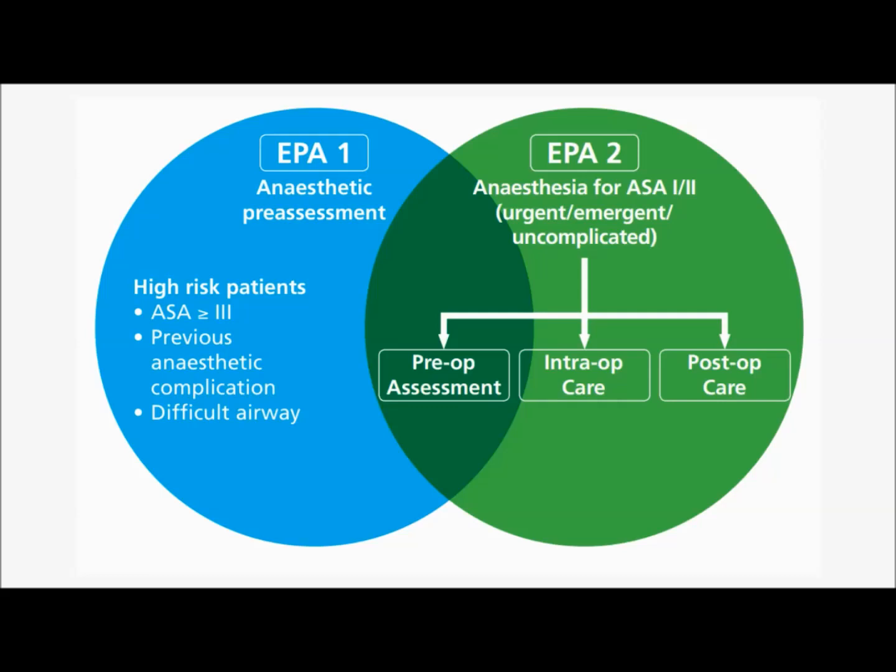EPA 1, performing an anaesthetic pre-assessment, is fundamental to any anaesthetic care episode. As you can see, these skills are applied in the pre-operative phase of EPA 2. Sometimes, though, you'll be asked to pre-assess patients who are too sick or too complicated for you to anaesthetise on your own. The expectation is that you'll learn to assess anaesthetic risk, helping you to make safe judgments about your own scope of practice and allowing you to flag these patients up to your senior colleagues.